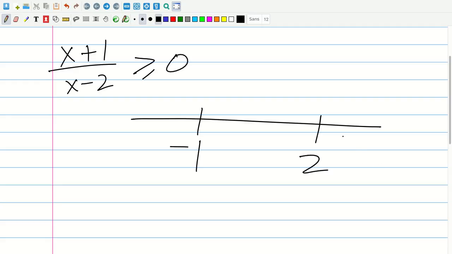Okay, now let's select numbers here, right? So let's select numbers between negative 1 and 2. An easy number to pick is 0, right? So if I plug in 0 into here, I get 0 plus 1, that is positive, and I get 0 minus 2, that's negative. A positive over a negative makes a negative. So right away, I don't satisfy the inequality. So this is a no-go. Okay, can't use that one. Why don't I cross out the actual line? Boom.